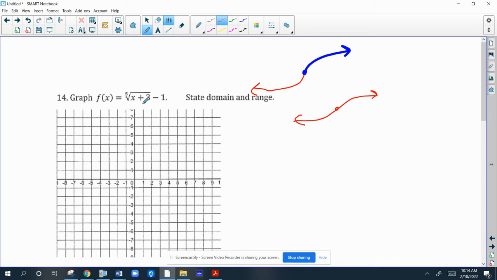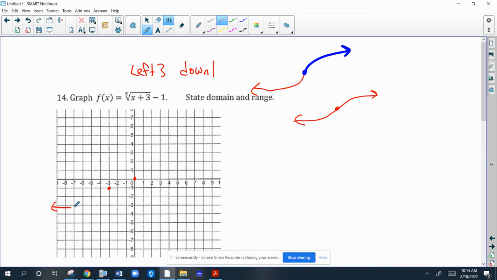So the +3 on the inside means left. Move it left 3 units. And the -1 means move it down 1. As you know, we've been doing a lot of these. So this point right here is this middle point. So you move it left 3, 1, 2, 3, and down 1. So that's where that middle point's going to be.